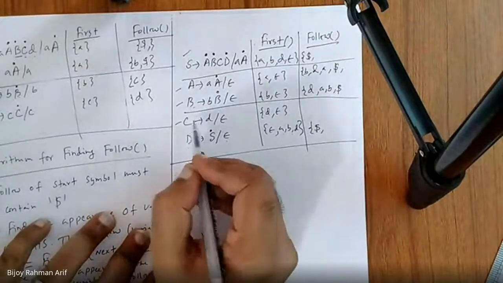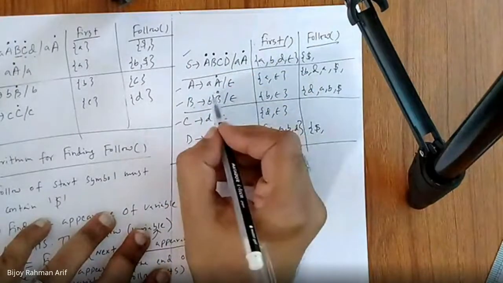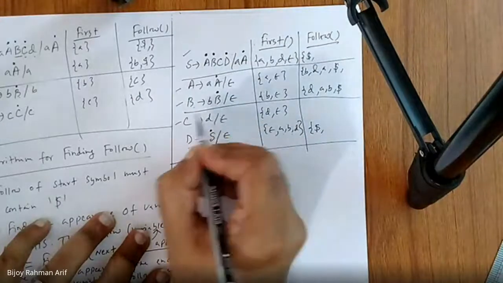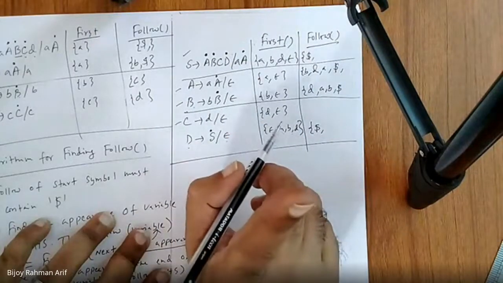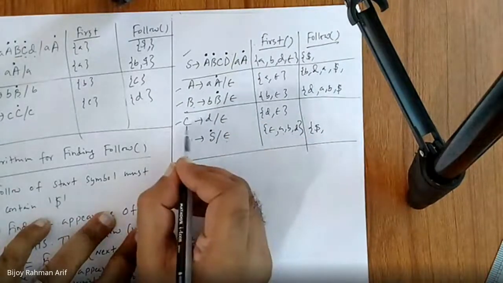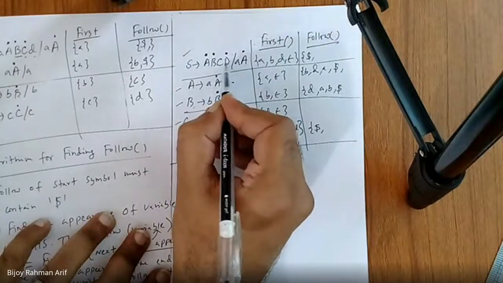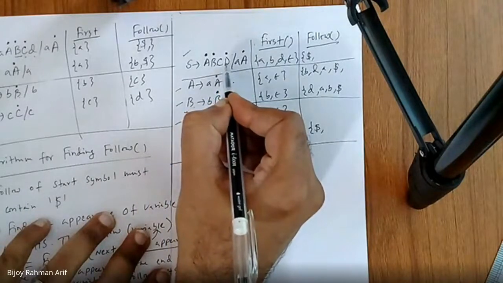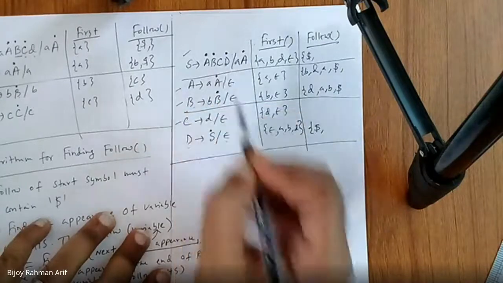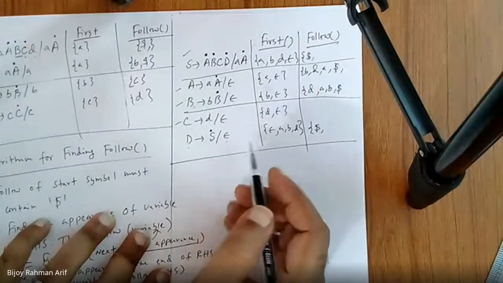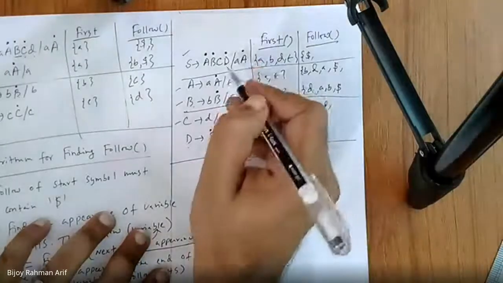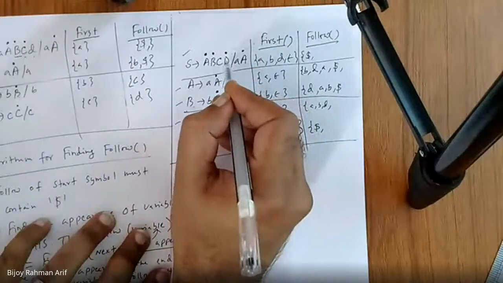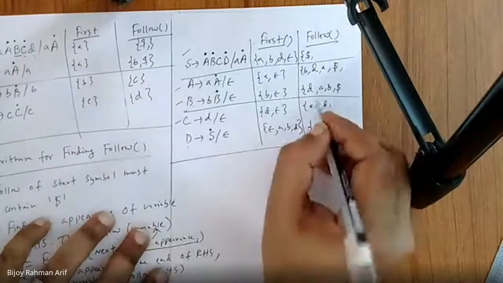Let's go to C. Oh, there is another production. So this one, follow of B is nothing but follow of B. It does not actually give anything there. Let's go to C. C appears here. Just after C, there is a D. So rule number 2. First of D. First of D is nothing but A, B, D, and epsilon. If you put epsilon, that is fine. The D appears at the end. So follow of S. It is dollar.